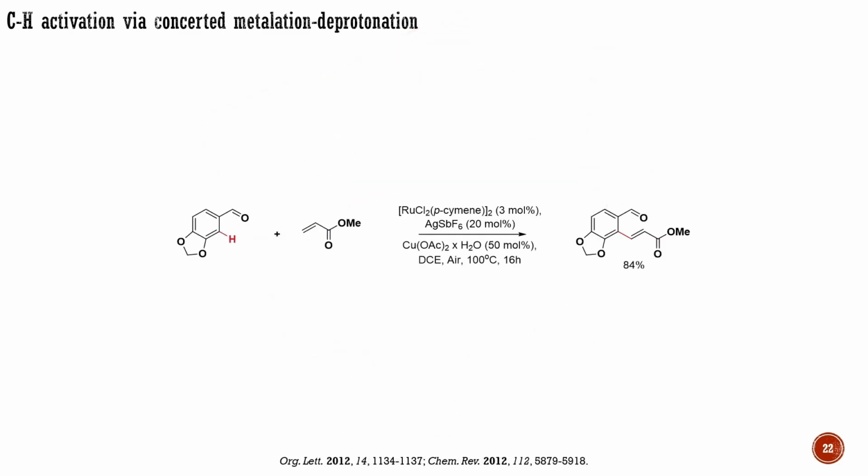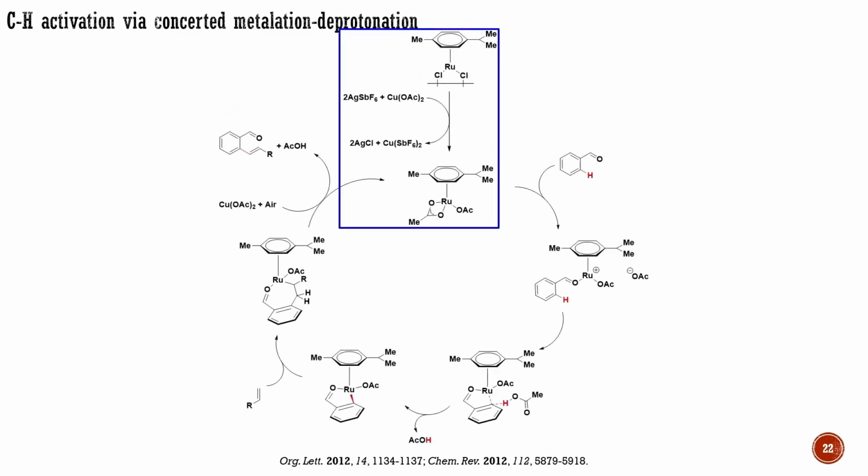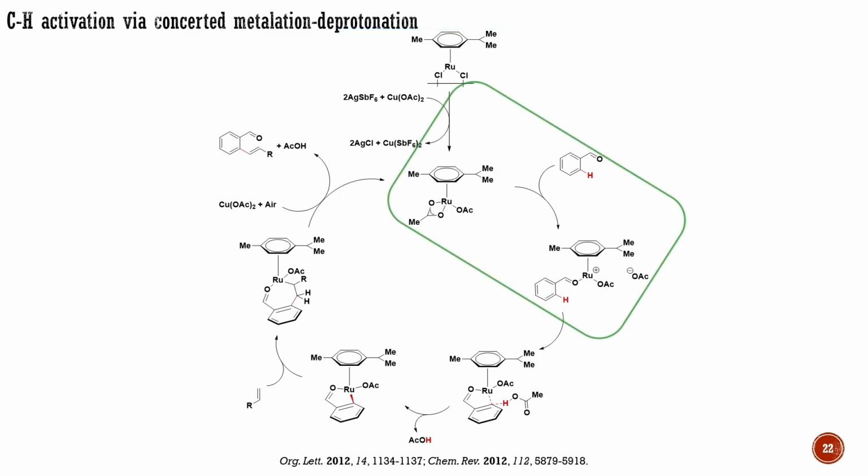The final example for today is the ruthenium-catalyzed C-H olefination of arenes, published in 2012. In this case, as well, the initial step of the process involves silver-mediated formation of the active form of the catalyst through the substitution of chlorides by acetates. The active form of ruthenium-2 first coordinates to the substrate, followed by a concerted metalation-deprotonation sequence forming this cyclometalated intermediate.